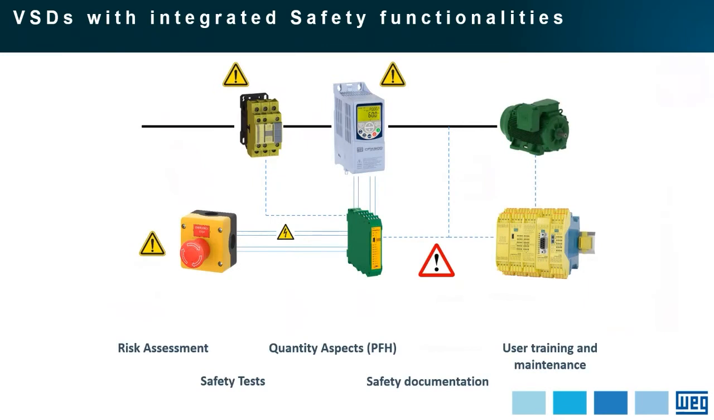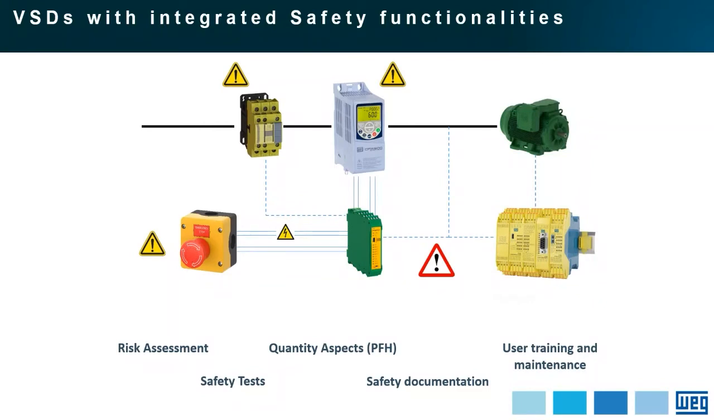So as we spoke, with more and more safety devices, it will be difficult also to make some analysis of the system. That includes, for example, the risk assessment and all the safety tests required to approve this machine. It's very complicated to make all the quantitative aspects. It means the statistics to calculate the probability of dangerous failures per hour. All the safety documentation also will be hard to do with so many components, including also the user training and the proper maintenance of this machine.